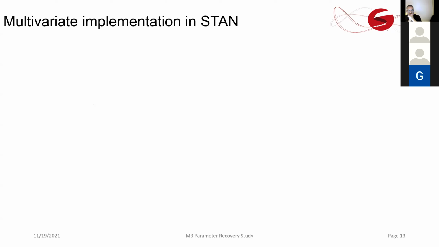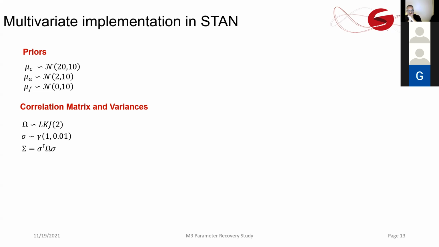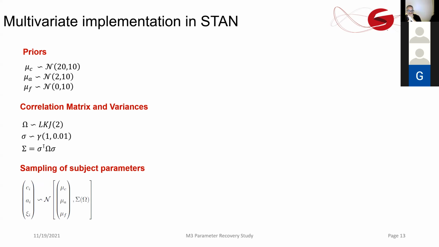So the multivariate implementation in Stan was with the following priors. We used basically the priors of Oberauer and Lewandowski. The correlation matrices and variances were also sampled from an LKJ distribution with a gamma distribution and sigma with the corresponding covariance matrix sigma. And this is the multivariate sampling statement we used.